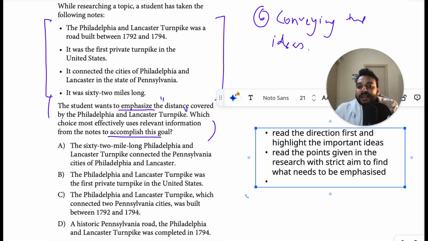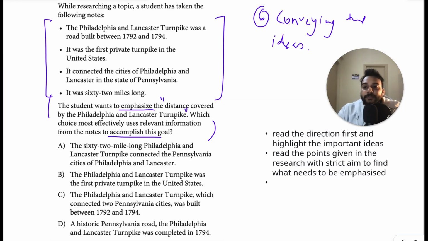The Philadelphia and Lancaster Turnpike was a road built between 1792 and 1794. Useful? No, not useful. Why? Because it does not tell us about the distance covered by the turnpike. That's what is of utmost importance. It was the first private turnpike in the United States. Not useful. It connected the cities of Philadelphia and Lancaster in the state of Pennsylvania. Not useful. It was 62 miles long. Useful. Okay, this is the fact that's useful.